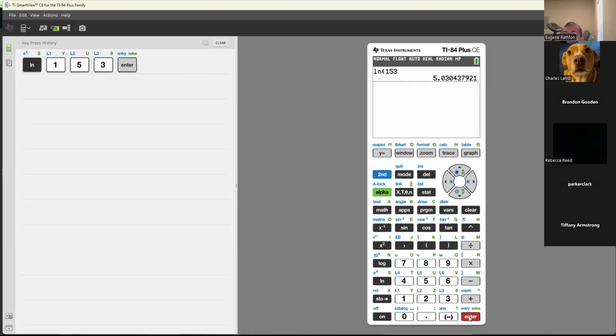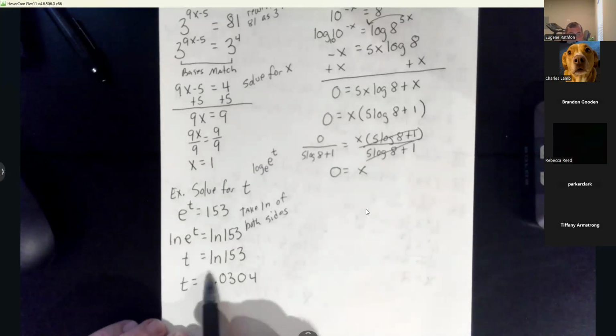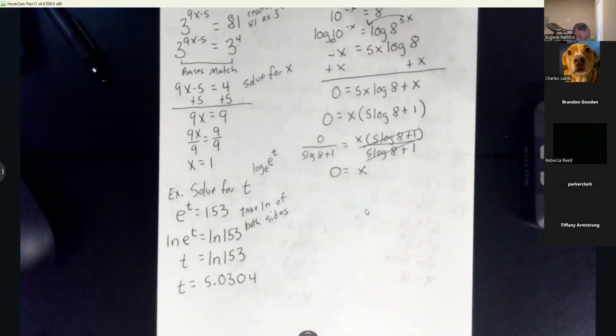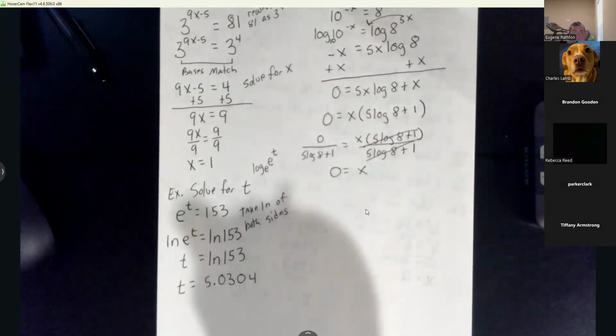Oh, let's see. Do we want to keep the 4? Yeah, because after the 4 is a 3, which is less than 5. So we're going to keep that a 4. So 5.0304. Hey, also, that's what I would put into MyLab. All right, question on that.